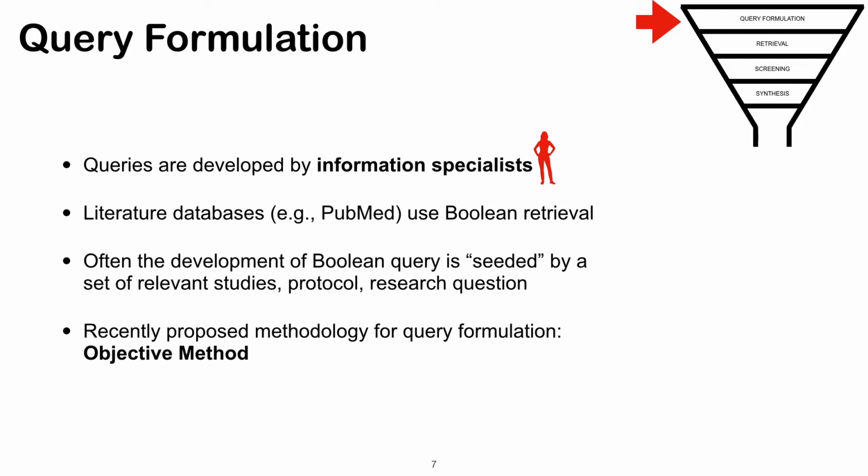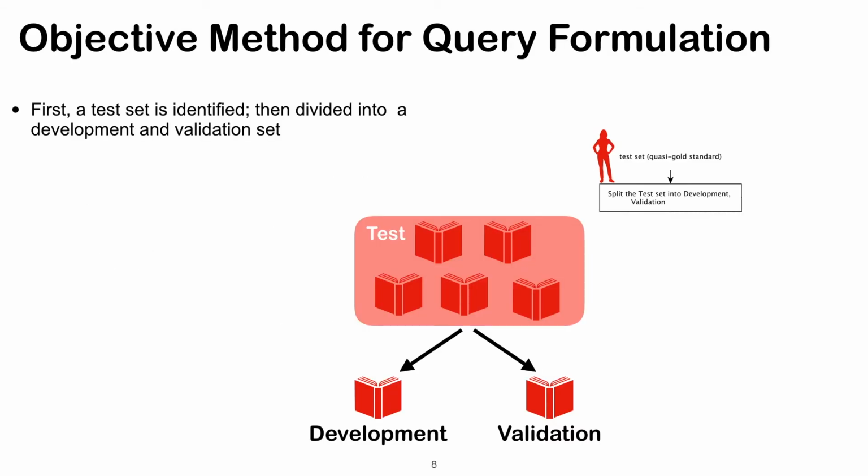A recently proposed methodology for developing queries for systematic review literature search is called the objective method. This method aims to be less subjective than existing query formulation methods by exploiting term statistics. The method of formulation for the objective method is as follows.